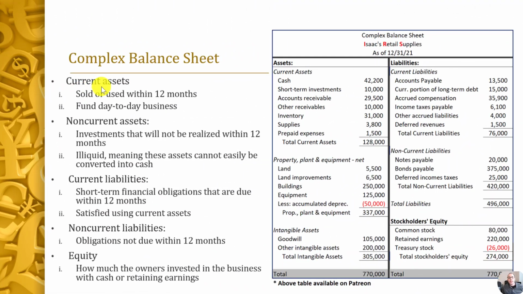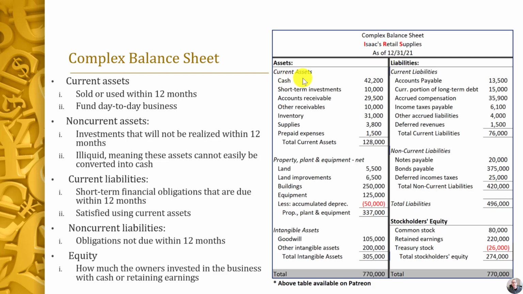This balance sheet is a little more complex. Isaac's Retail Supplies. It's a manufacturing company that sells supplies to retail stores. And it still follows the same formula, assets equal liabilities plus equity. They have a lot more assets, so they break it down to current assets and non-current assets. Current assets are assets that can be sold or used within 12 months. What does that mean? It just means these assets will turn into cash within the next 12 months.